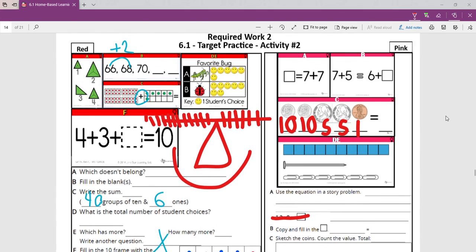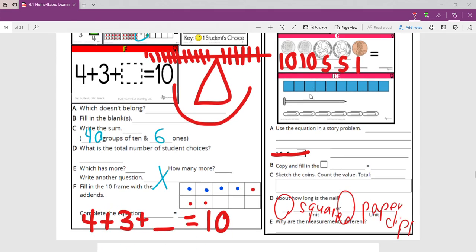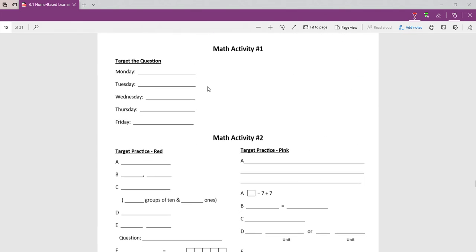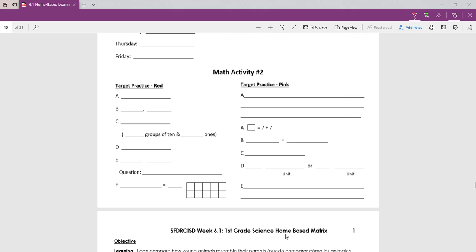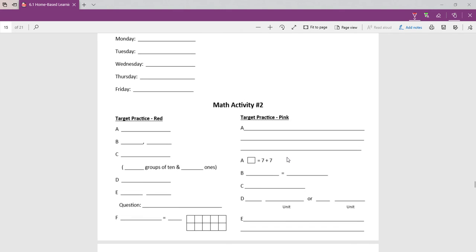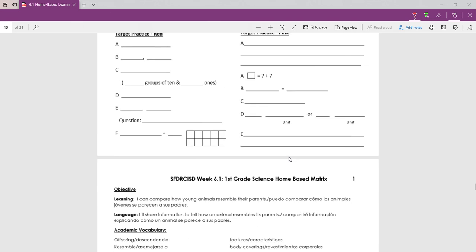So when you're done with red and pink, boys and girls, and you've filled in all your blanks right here, this is where your answers are going to go. See that? Your answers are going to go here, and then this is the one that your parents are going to take a picture of.